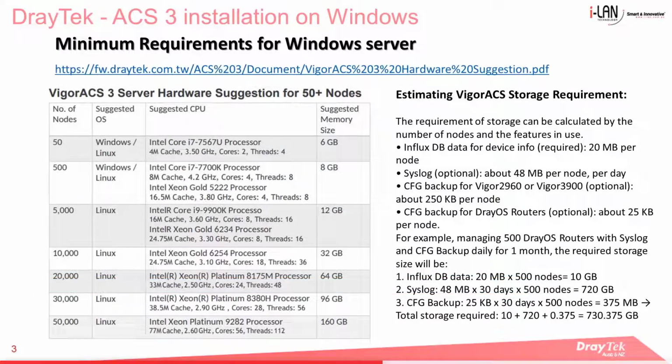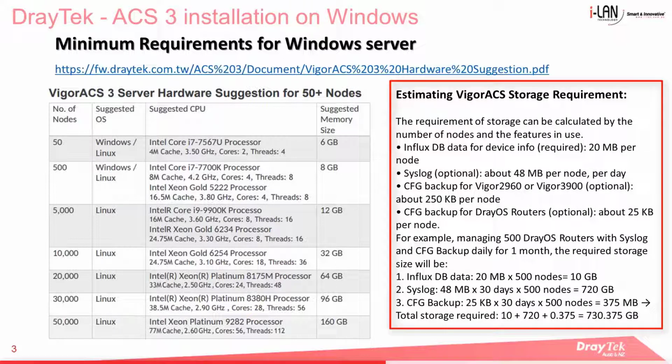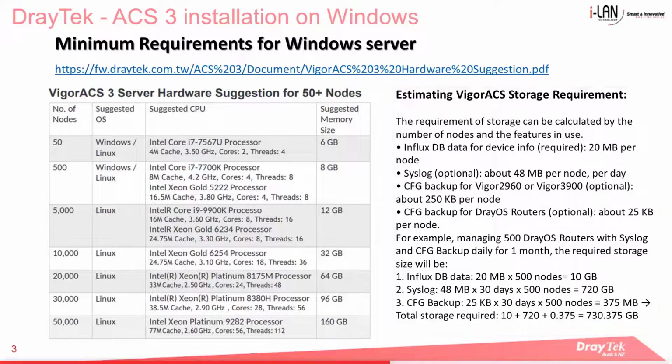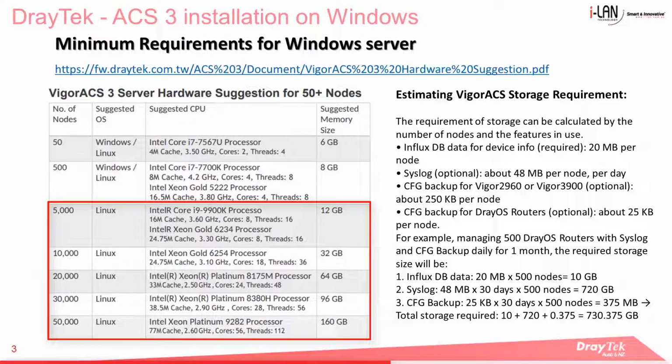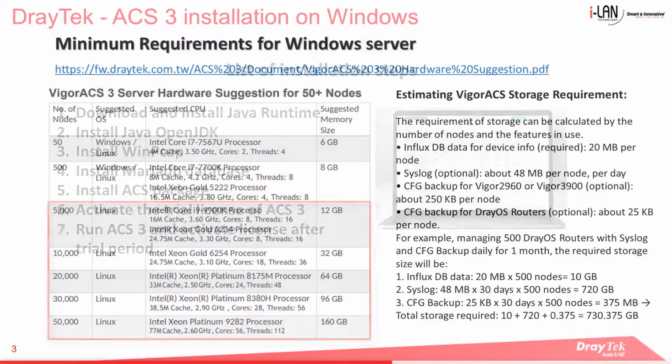Now this page is provided by DrayTek. You can see the link on the top. It shows the various scenarios with varying recommended hardware requirements. Note that the suggested hard disk space is greatly dependent on the amount of syslog you intend to collect as you go along, but as a start, 100 GB is largely sufficient, even if 1 TB is recommended. Also, note that after 5,000 nodes, then Linux is a recommended platform.